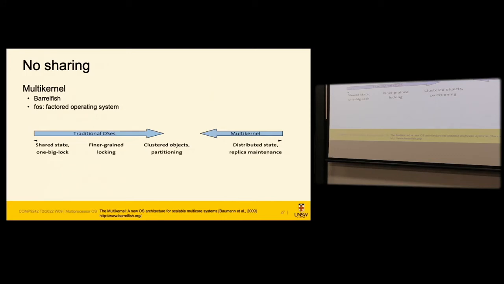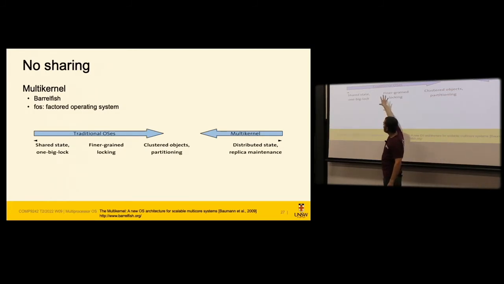So we've looked at a whole bunch of mechanisms for how to reduce sharing in systems, from doing brute force work to having the scalable commutativity rule to trying to batch stuff, avoid the cost of jumping into the kernel and stuff like that.